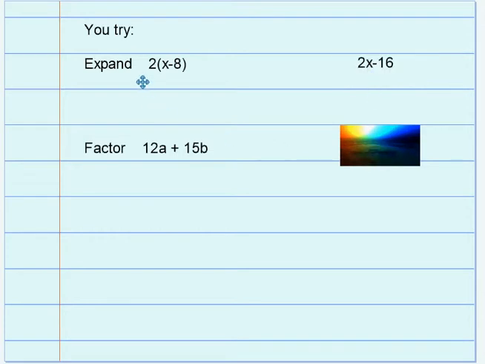Okay, so the first one, when you multiply 2 times x and 2 times negative 8, you get 2x minus 16. And the second one, your greatest common factor should have been 3. 3 times 4a gives you 12a, and 3 times 5b gives you 15b. So hopefully that's what you have. If not, please let me know.